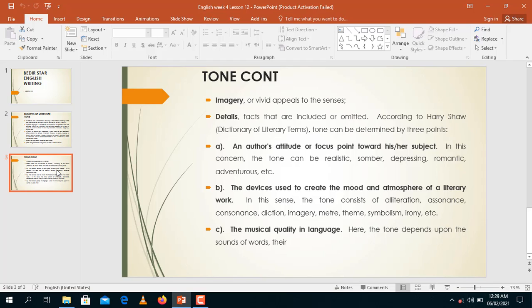And we have the third element, what we call the musical quality in language. Here the tone depends upon the sounds of words. So how you pronounce the words also has a tone behind it.